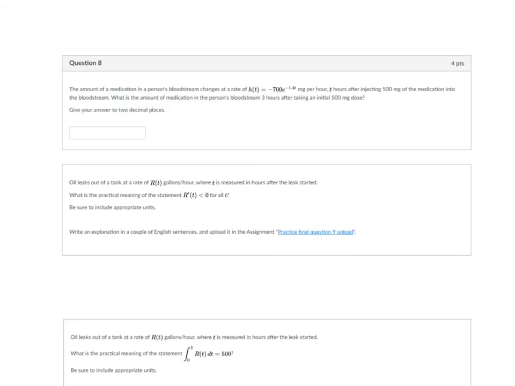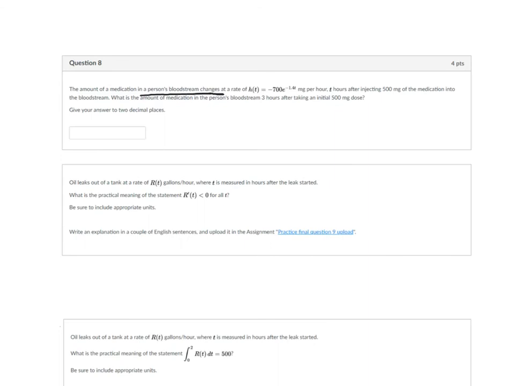Okay, so question number 8, we have the amount of a medication in a person's bloodstream changes at a rate of h of t, in t hours after injecting a 500 milligram medication into the bloodstream. What is the amount of medication in the person's bloodstream 3 hours after taking an initial dose? So the key to this one is noticing that the function they give you is a rate of change function, right? So it's how much this person's bloodstream changes, right?